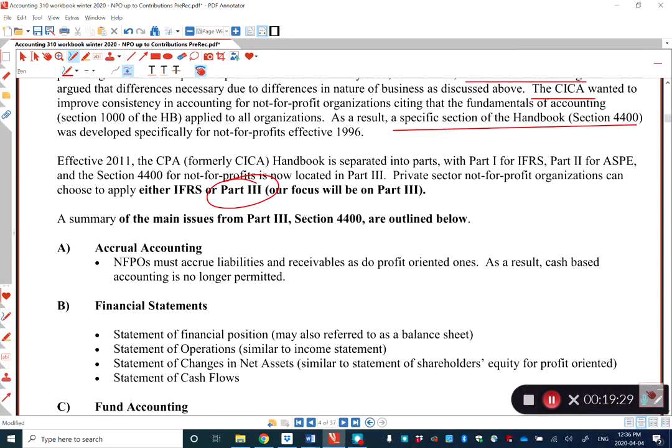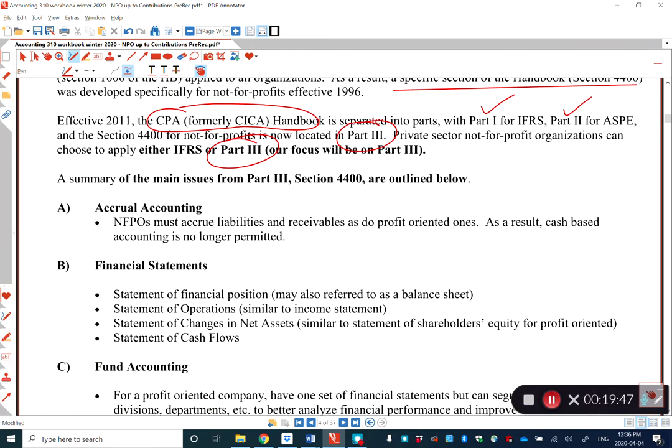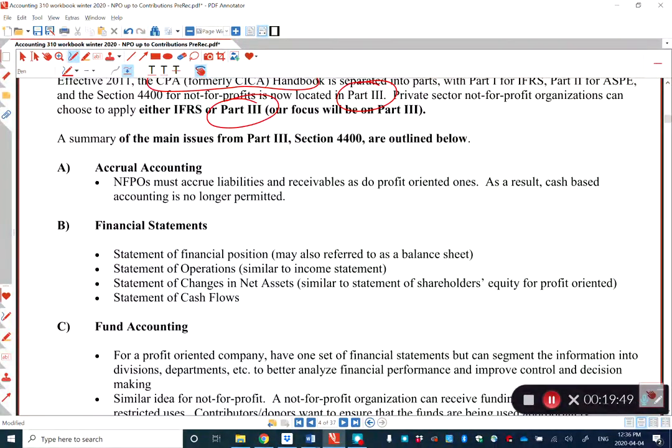As it states here, it was formerly called the CICA handbook. So, as I said, Part 1's IFRS, Part 2's ASPE, and then Section 4400 is located in Part 3. And this is where all the guidelines are, if you're interested in that. This kind of stuff makes for a great multiple choice question, by the way. So, here are the main issues that come out of Part 3.